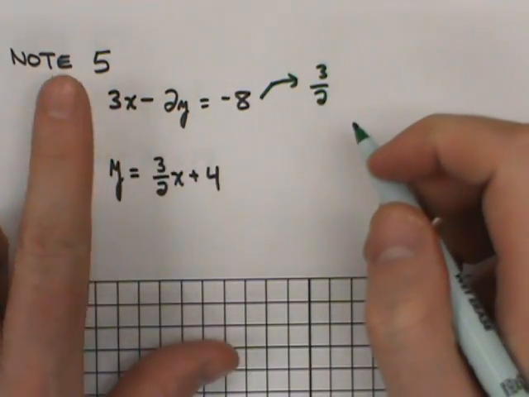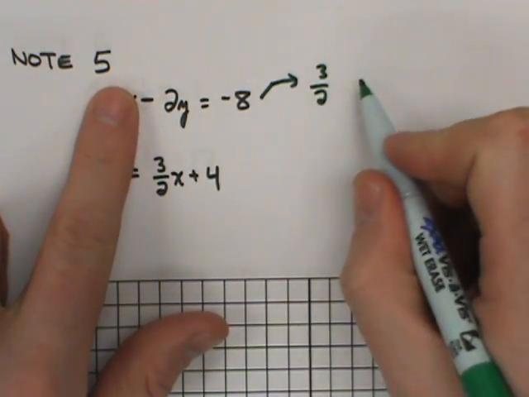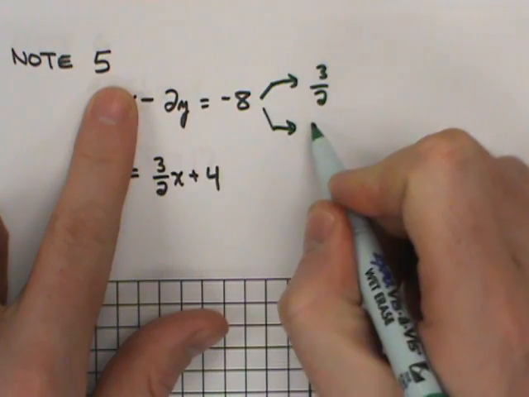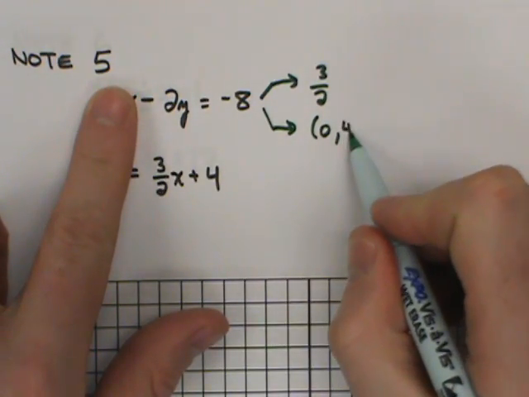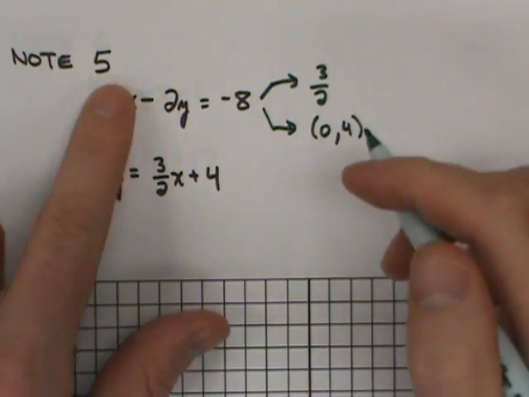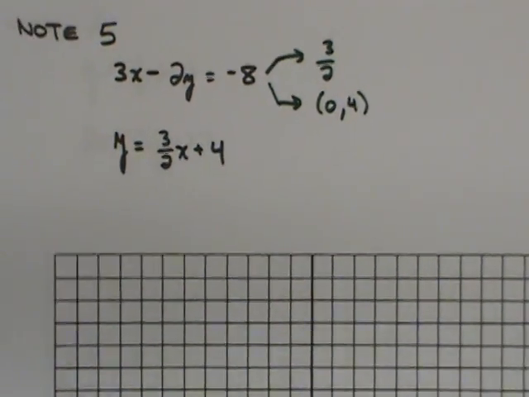To find a nice point, we can put 0 in for x. As we put 0 in for x, we solve what remains. It looks like this will go through 0, 4. And so we want to graph this line.